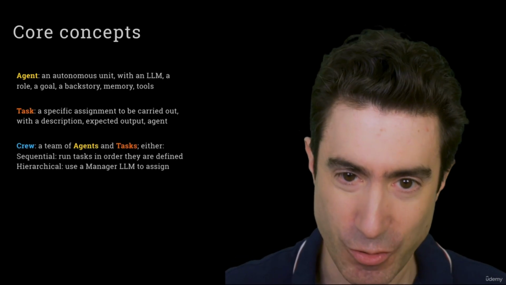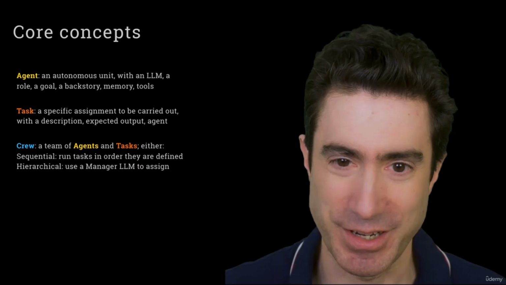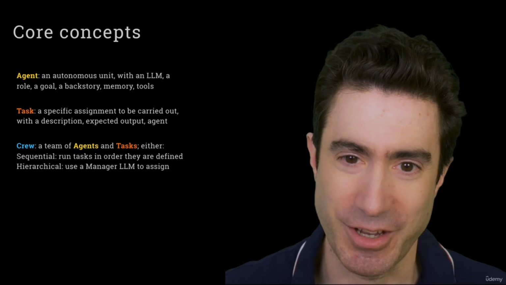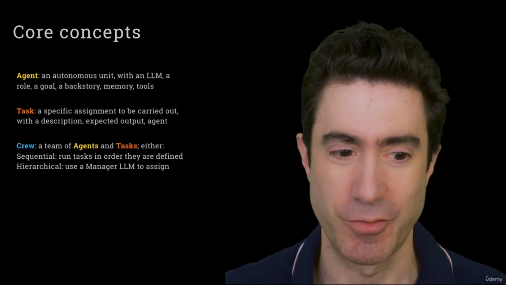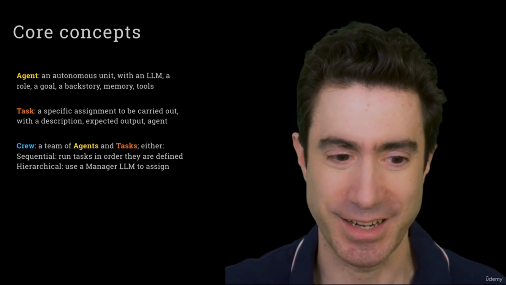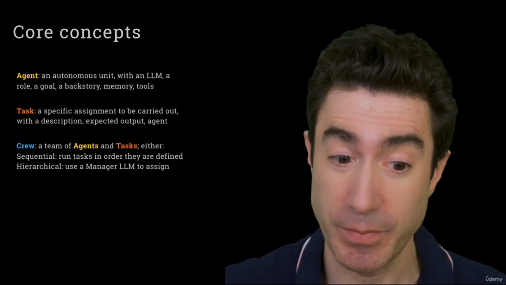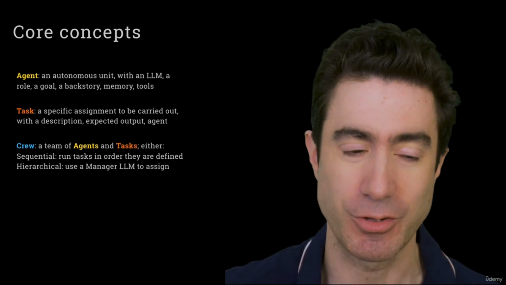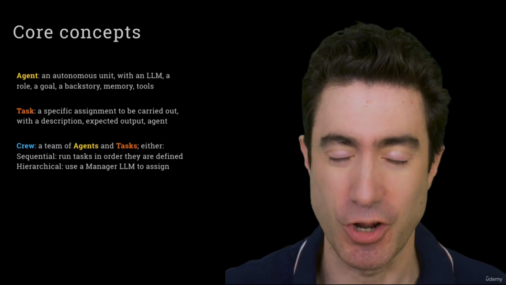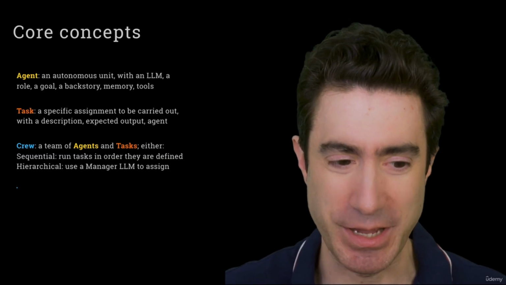And then a crew is a team of agents and tasks. A crew is the aggregate of the other two. And a crew has two different process modes. One of them is called sequential, and that is where it will simply execute each task in turn as it's laid out. The other is called hierarchical, and that is where a manager LLM will be used in order to assign tasks to agents. So those are the two different modes that you can operate in. These are the 3 core concepts to keep in mind.